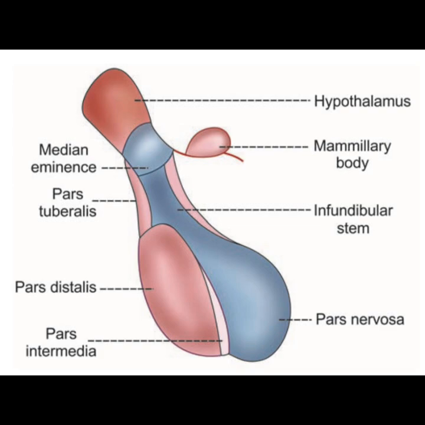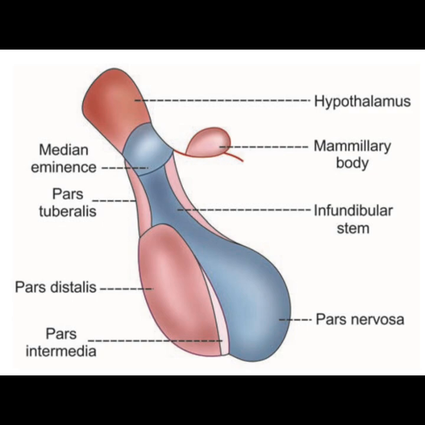You can also call the pars nervosa the infundibular process. So that infundibular process is called the pars nervosa. You can also see the neural stalk, or infundibular stem, on your screen. The last one you can see is the median eminence. These are the three things that make up the structure of the posterior pituitary gland.